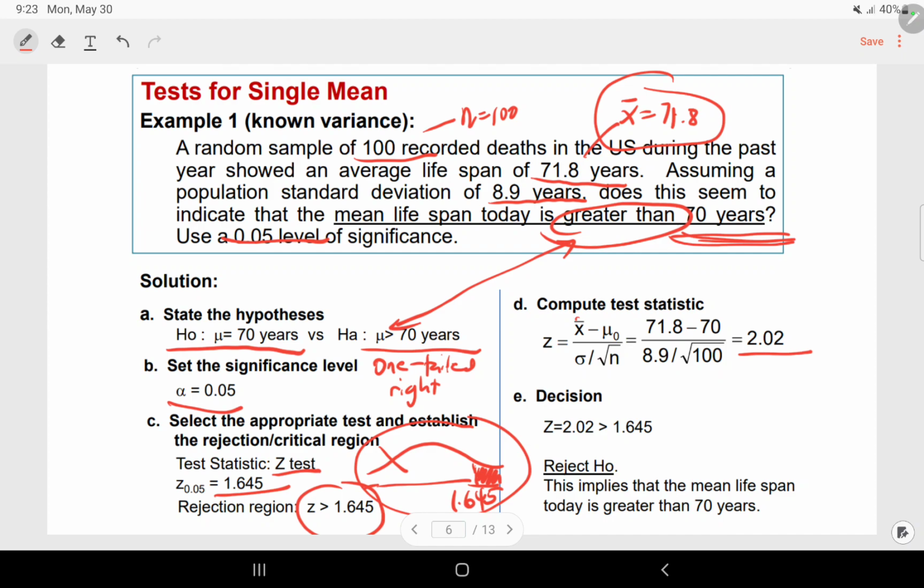If you observe, the 2.02 lies in the rejection region. Nasa 1.645, nandun yung 2, susunod siya kasi 0 tong gitna eh. So we can now have our decision: reject H0. If you reject the H0, you are in favor of the HA. That's what it meant. So ibig sabihin, this implies that the mean lifespan today is greater than 70. Greater than 70 na yung mean lifespan today.